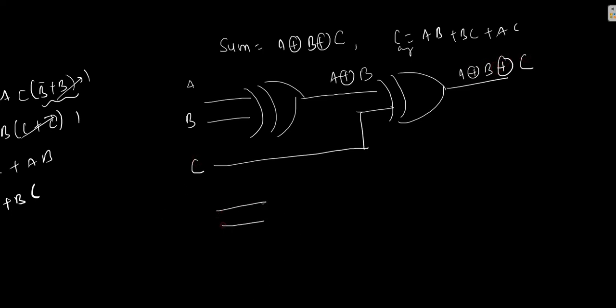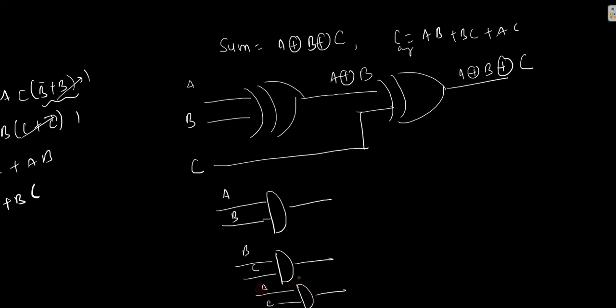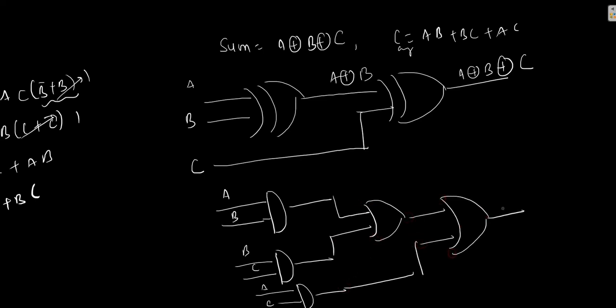Now again, in order to generate carry, what I will be using is the same inputs, say this is A, this is B. Similarly, this input is B and C, and the final is A and C. So I will be using an OR gate and again an OR gate, combining the results of these. This implies AB, this is BC, this is AC, this is AB plus BC, and this is AB plus BC plus AC, the carry.